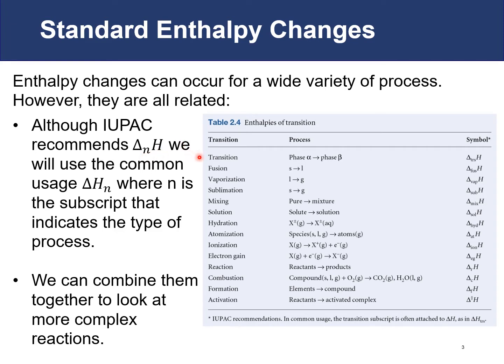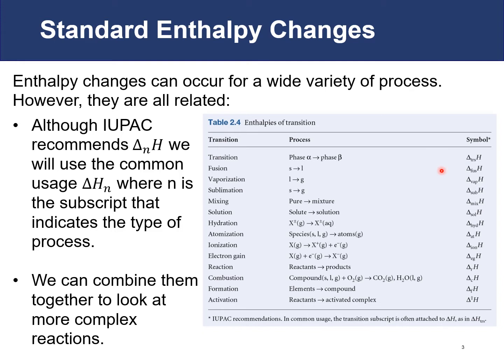So for example, a phase transition, such as going from a solid to a liquid like fusion, you would have the delta followed by the indicator for that particular transition. So you would have delta FUS H. Now, while this is what is recommended by IUPAC, a much more common usage is delta H followed by the indicator. So instead of, for fusion, having delta FUS H, you would have delta H subscript FUS.